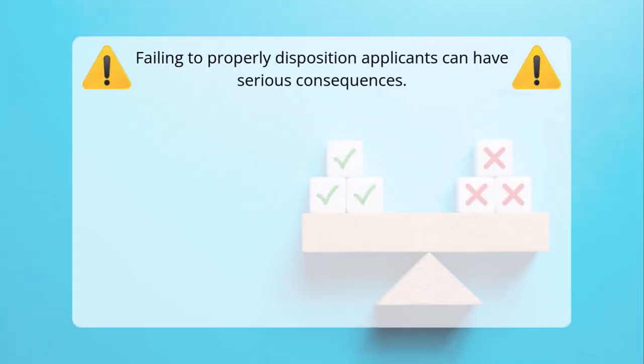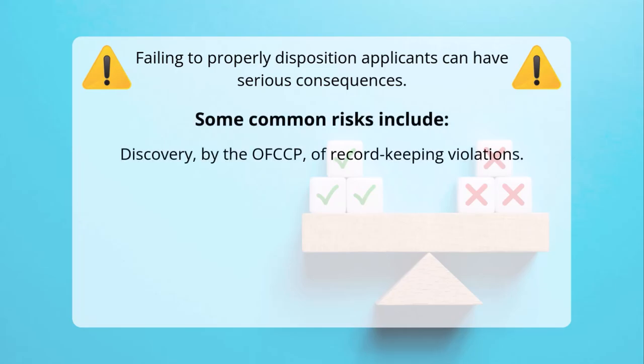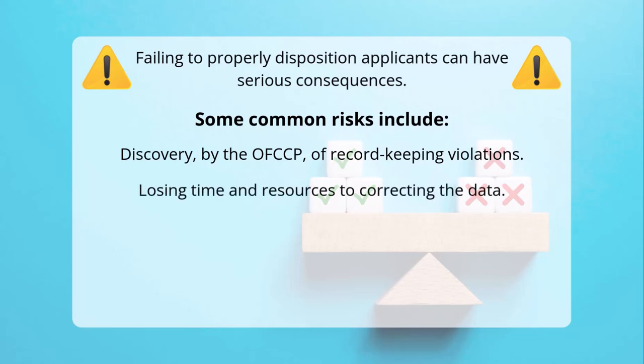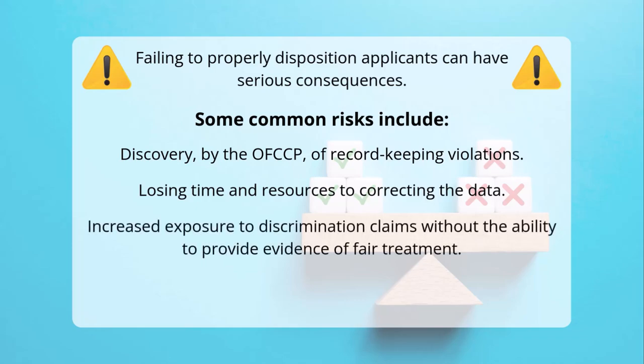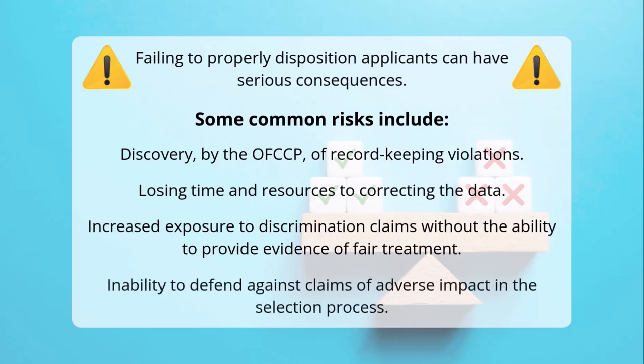Failing to properly disposition applicants can have serious consequences. Some common risks include discovery by the OFCCP of record-keeping violations, losing time and resources to correcting the data, increased exposure to discrimination claims without the ability to provide evidence of fair treatment, and inability to defend against claims of adverse impact in the selection process. Conversely, robust data enables your organization to isolate problem areas, demonstrate job-related decision-making, and limit liability.